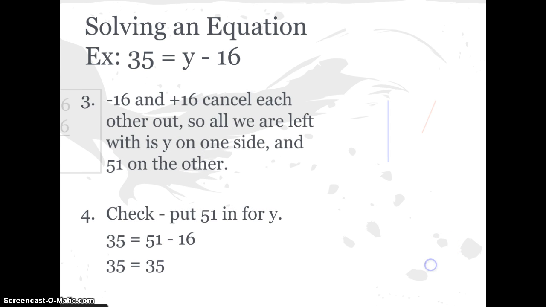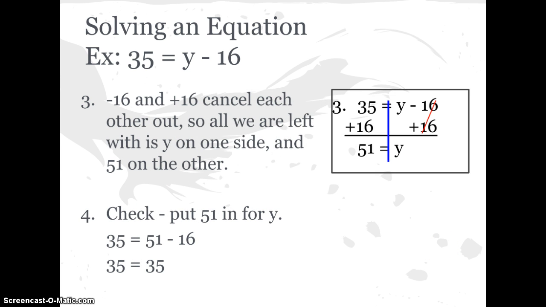The next thing we're going to do is notice that minus 16 and plus 16 cancel each other out. So on the right side of the equation, all we're left with is y. And on the left side of the equation, when I add 35 plus 16, I get 51, which tells me that y equals 51.